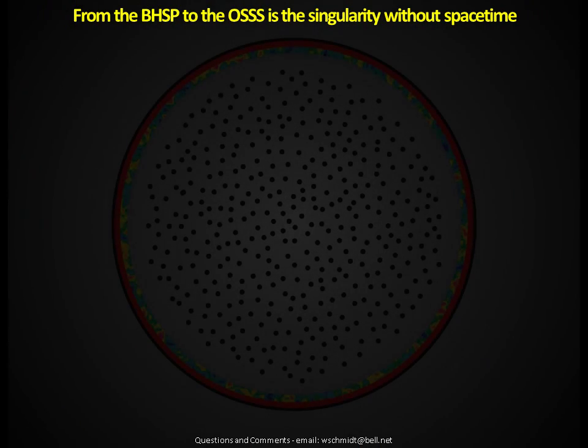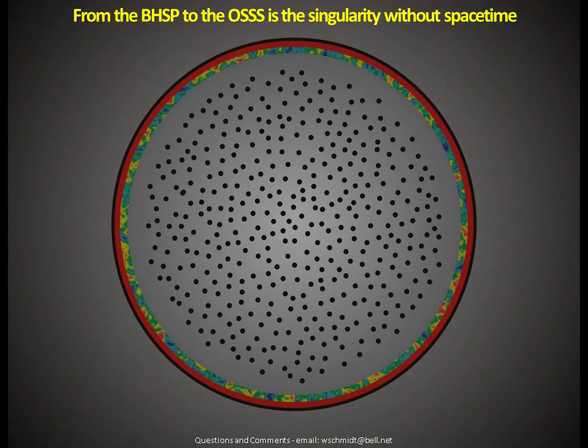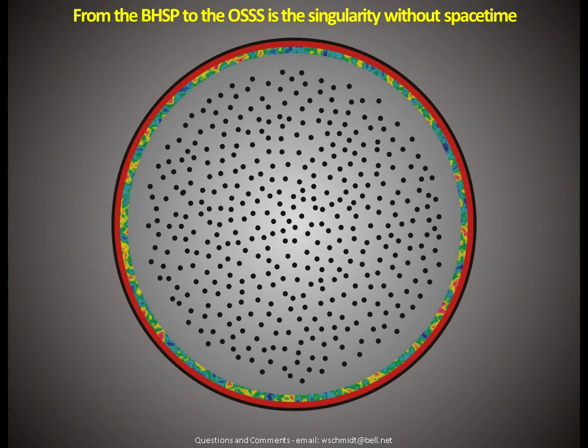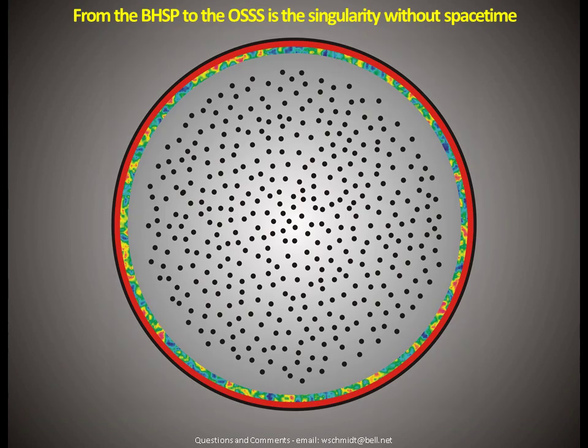From the black hole singularity point to the outer spherical shell singularity is the singularity without spacetime. We will try to visualize now what happens when falling through the black hole, then going through the orbit and the black hole's singularity point, and experiencing the quantum inversion warp and random evolution trial and error, reject or select processes, and going out through the outer spherical singularity shell on the other side, and ending up in the plasma soup.